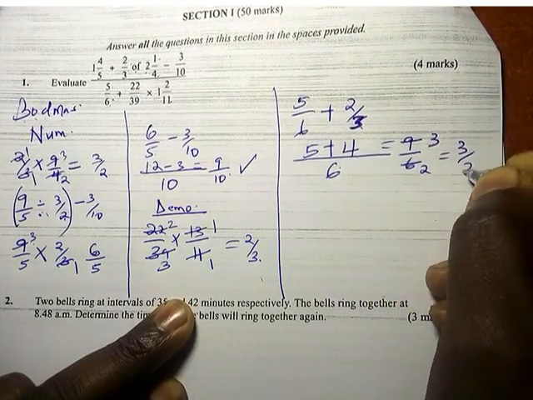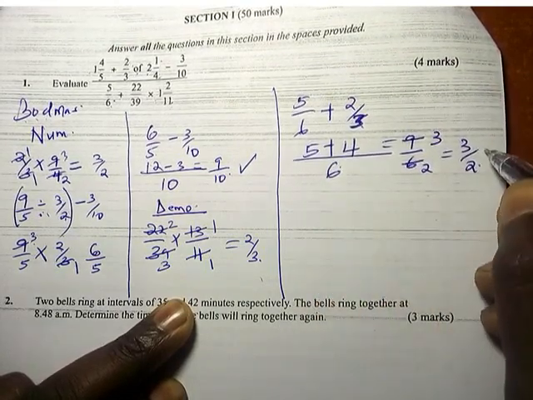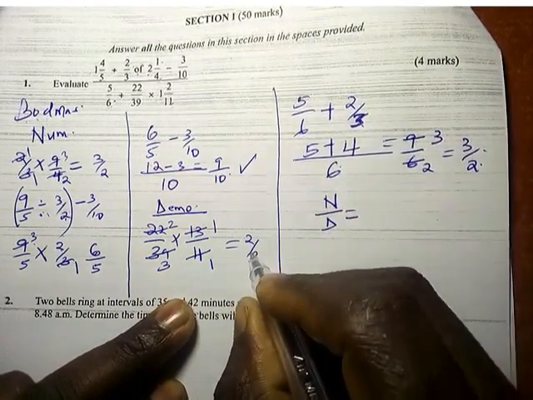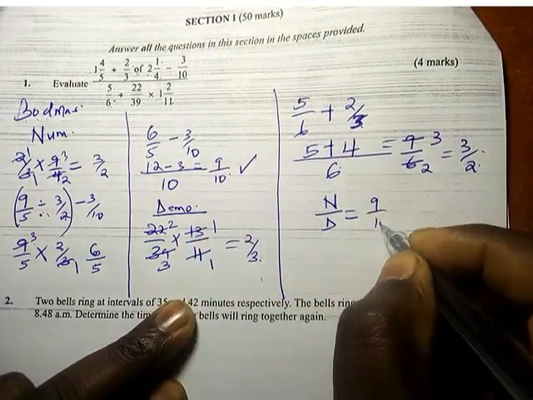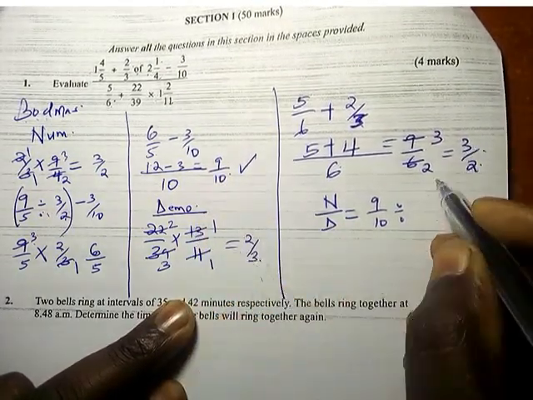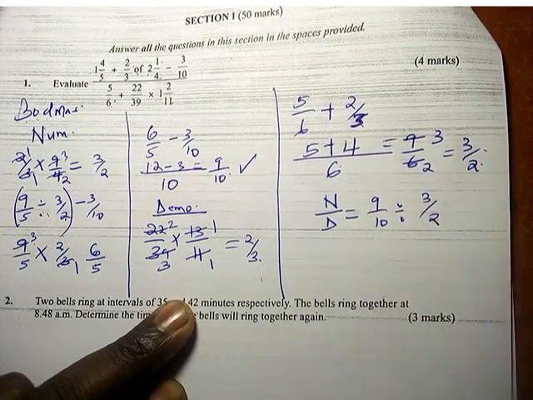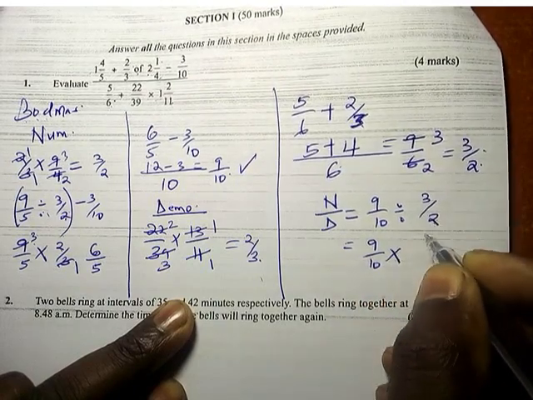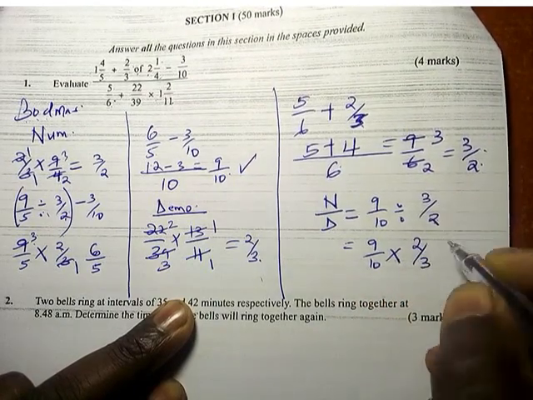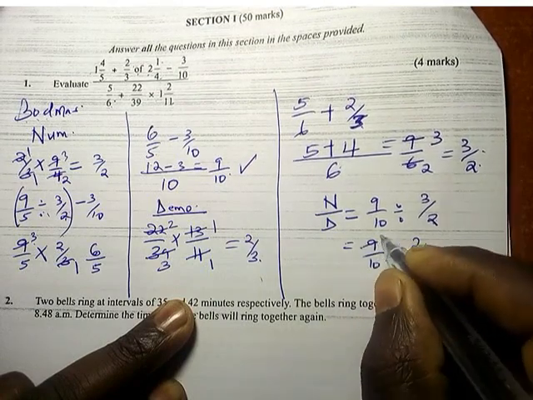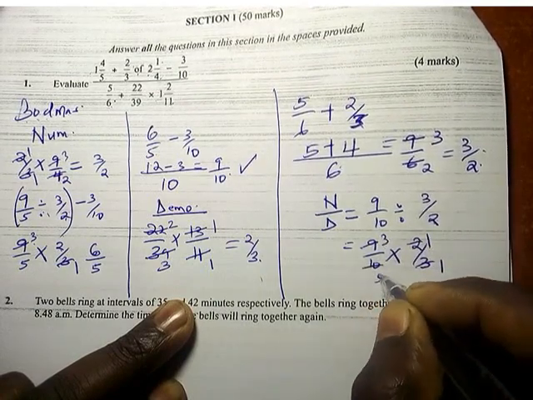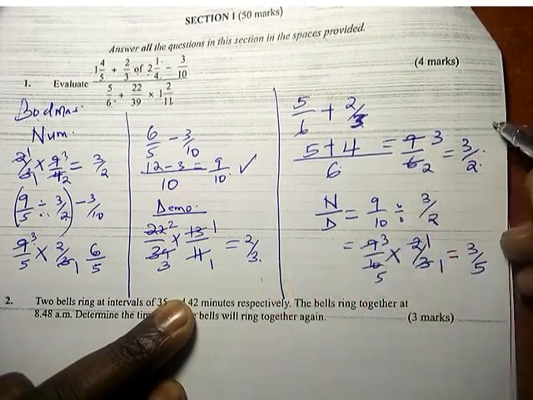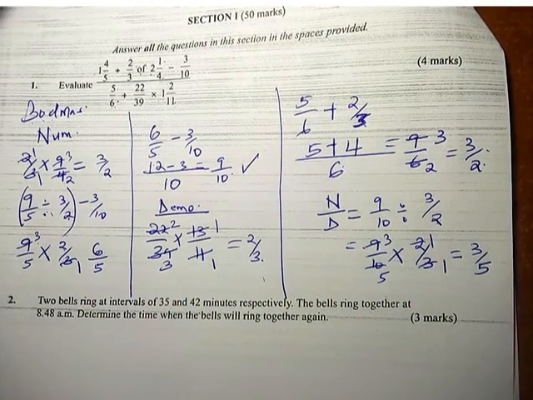So we will have 3 over 2. Now finally, we have the numerator divided by the denominator. Our numerator is 9 over 10 divided by our denominator, which is 3 over 2, which is the same as 9 over 10 times the reciprocal, which is 2 over 3. This once, here 3's. This once, here 5. And the final answer is 3 over 5. You get your 4 marks like that.